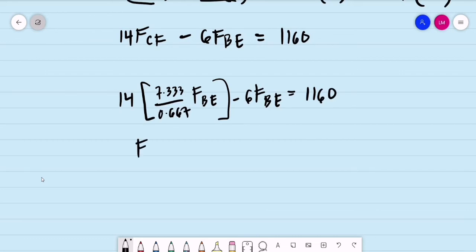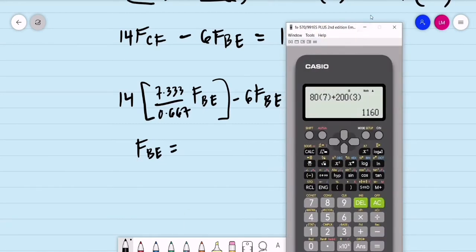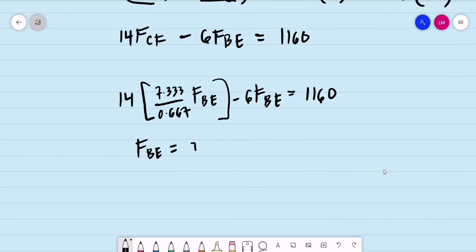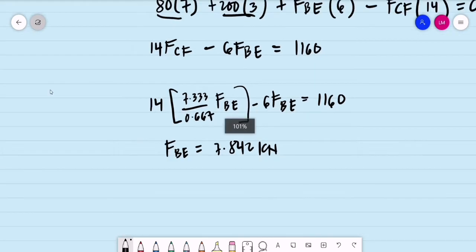So the first axial force to be solved is the axial force for column BE. By computing this value, we have 14 multiplied by 7.333, divided by 0.667, minus 6, and 1160 divided by that value. Alright, so we have 7.842 kilonewtons. That is the axial force for member BE.